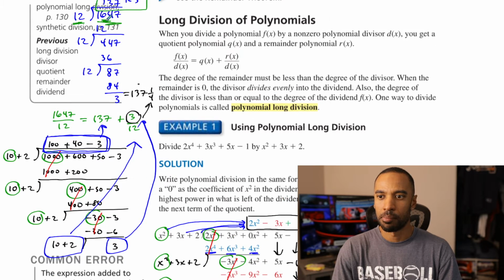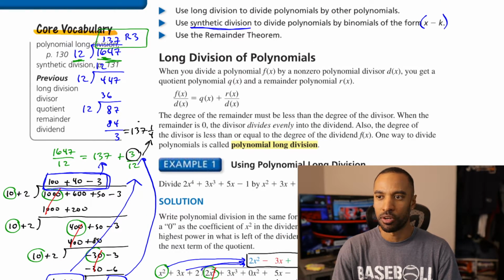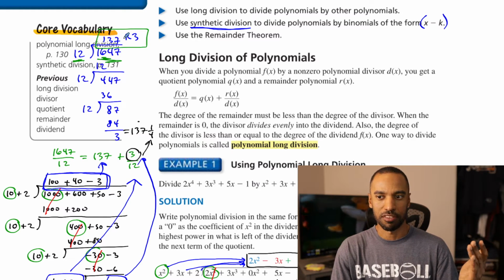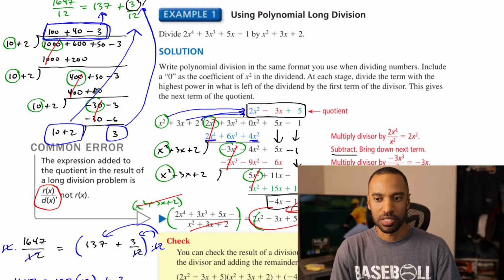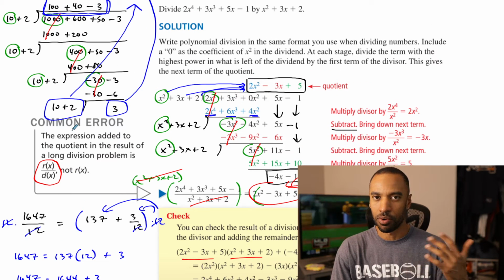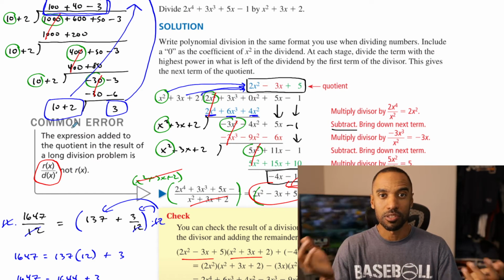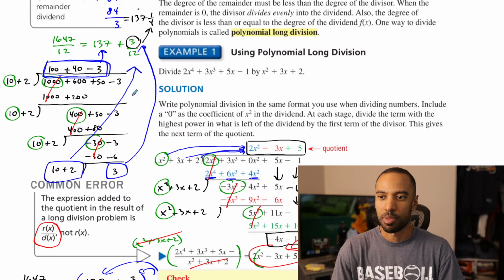When this was an answer of 137 with a remainder of 3, the answer is not 137 plus 3. It's 137 plus 3 over 12, right? The whole idea of the remainder portion is it didn't become a whole number. It remained as a fraction. So just keep that in mind.